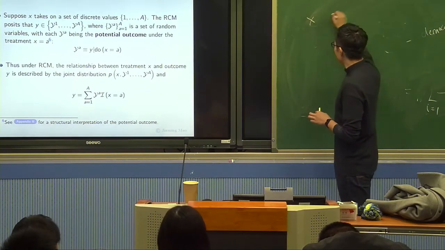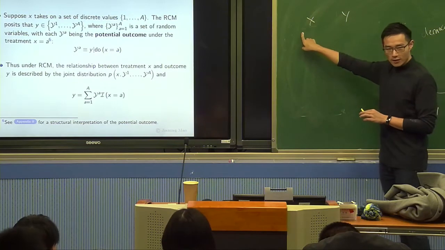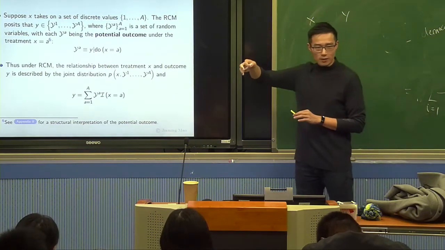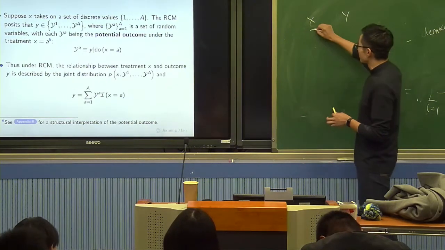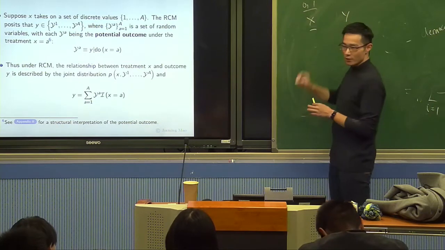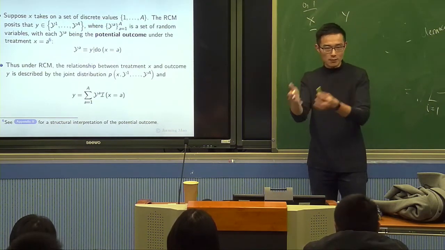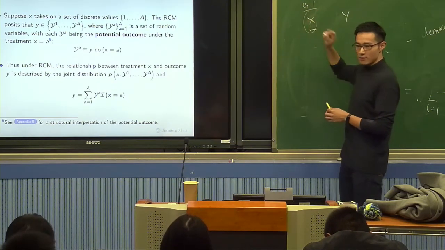Because x can be anything, right? We want to know the causal effect of x on y, and x can be anything. It can be continuous and categorical. But because the Rubin causal model comes from the experimental tradition, the most natural way to think about x is as a 0-1 binary variable. Because in experiments, that's what people do, right? I give some people treatment, some people no treatment, 0-1. So now let's just imagine the 0-1 x, okay?